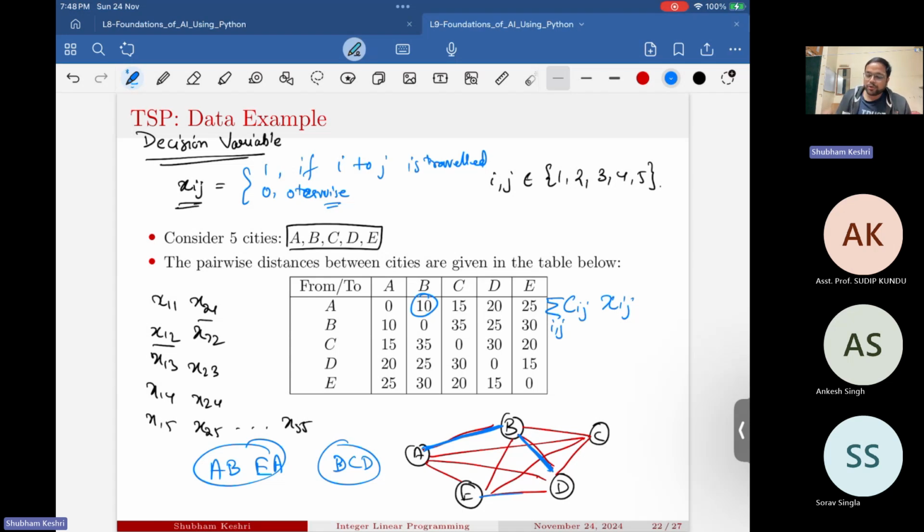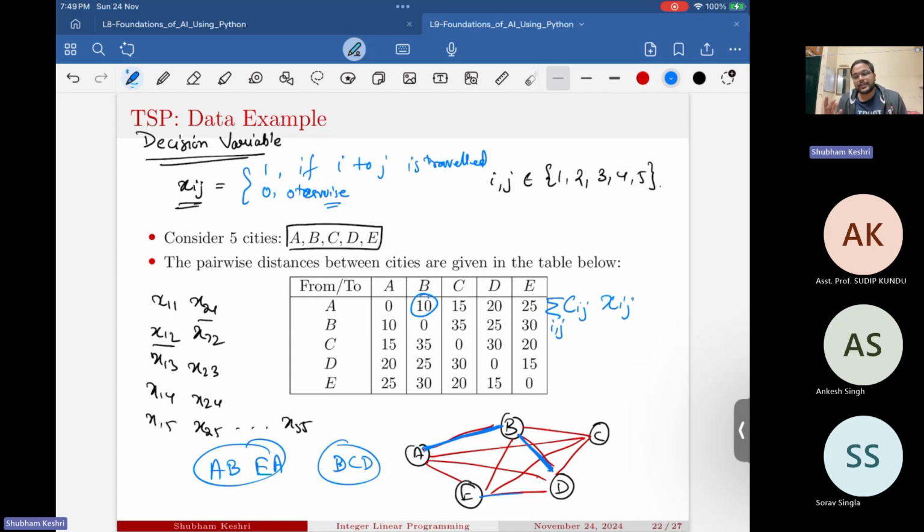How are we doing it? So if you are saying A to B, that edge is active, then we have to multiply that edge with the distance, which is Cij. Over here, that is 10. So when Xij is 1, then 10 is added to the objective function. When B to C is 1, then we have to add that 35 to the objective function, right? So this objective function will represent that cost. It will get added. And this subtour elimination is one constraint.